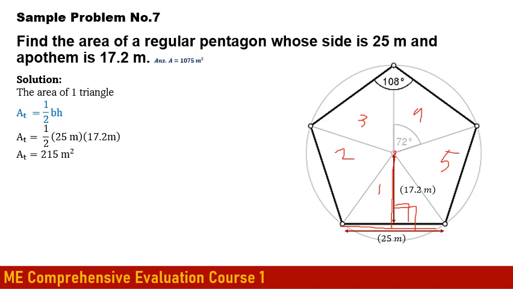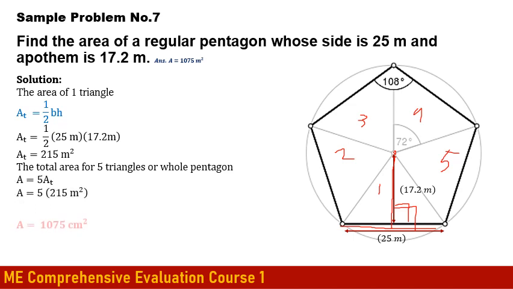To get the area of this regular pentagon, we multiply it by 5. So the area is equal to 1075. This is not centimeter but meter squared. So 1075 square meters.